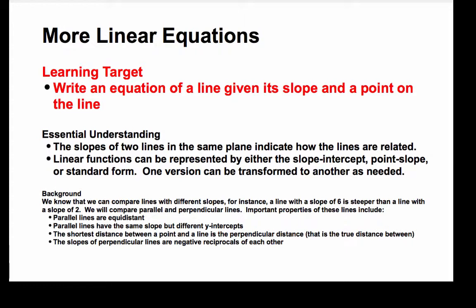We've already talked about slope-intercept forms, so here we're going to look at some other forms. Our learning target for the lesson is we want to be able to write an equation of a line given its slope and a point on the line.